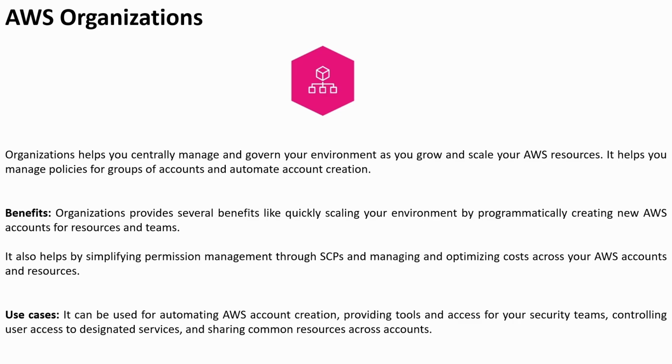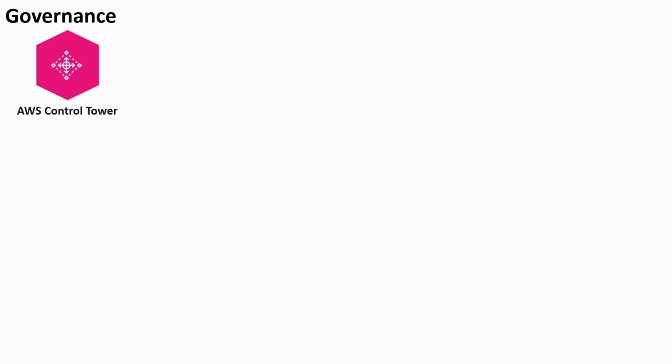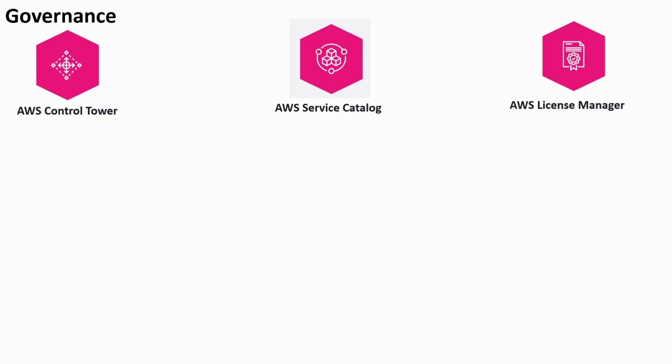Let's also have a look at governance. AWS offers 3 services that can help govern and enforce services and accounts to meet your company's requirements. Those are AWS Control Tower, AWS Service Catalog, and AWS License Manager.